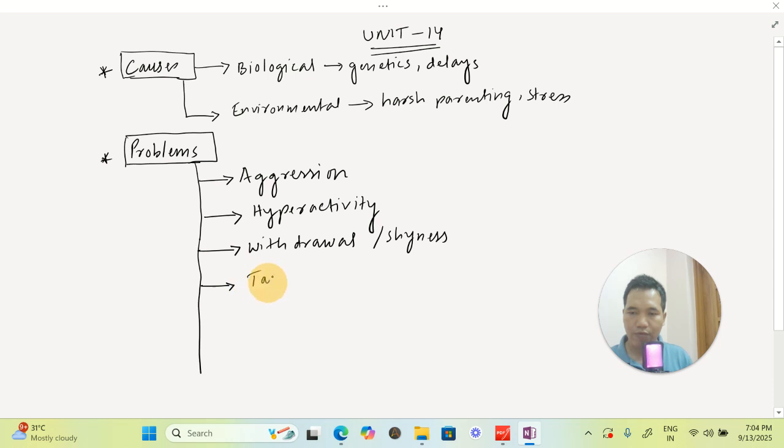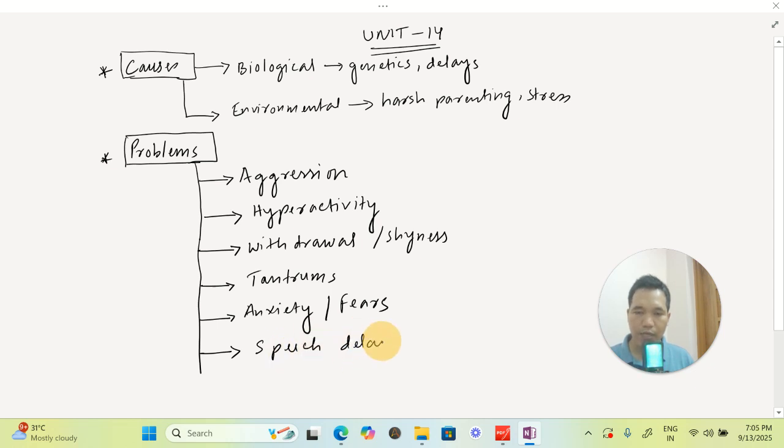Then we have tantrums. Then we have anxiety along with fears. These can be the problems which you can see in a pre-primary child from the age of 3 to 6, or can be more. There might also be a problem in speech delay. These things are very crucial, important points. And the last, another important point, is problems in toileting and eating issues.